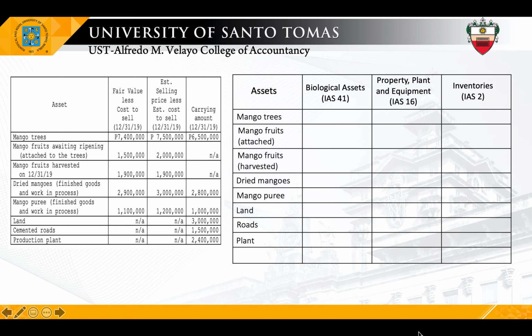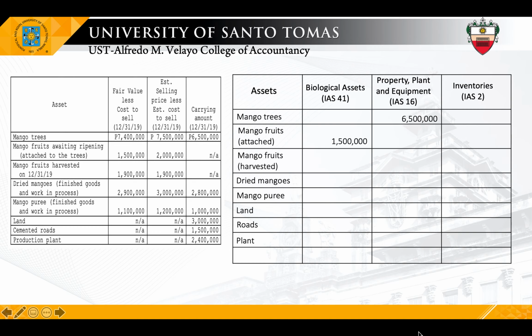So we have fair value less subsequent accumulated depreciation and subsequent accumulated impairment losses. The problem mentioned that ProFood uses cost model. So how much is the carrying amount of the PPE or the mango trees? 6,500,000. Now, mango fruits awaiting ripening. As mentioned, fruits still attached to the tree are still biological assets. And how do we measure biological assets? Fair value less cost to sell. So, biological assets, 1,500,000.